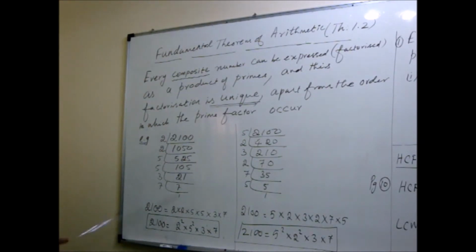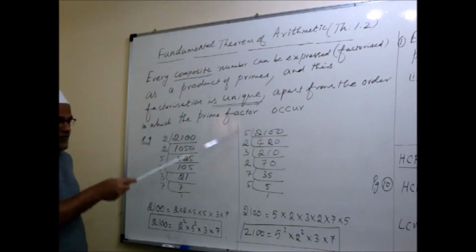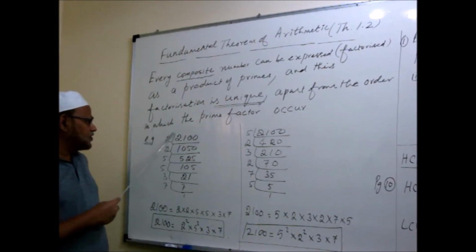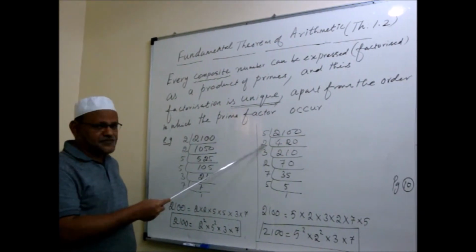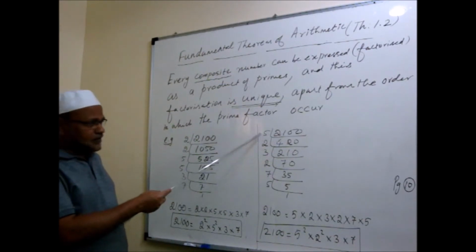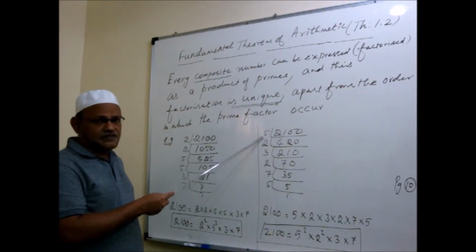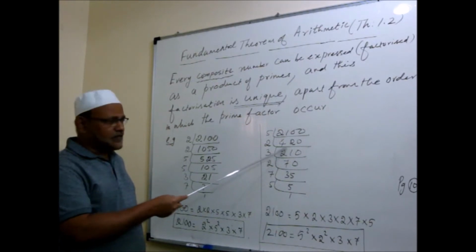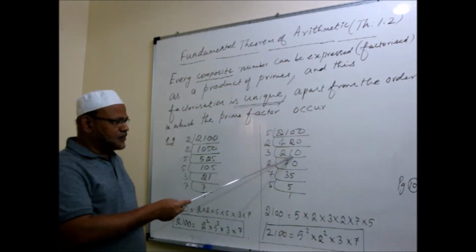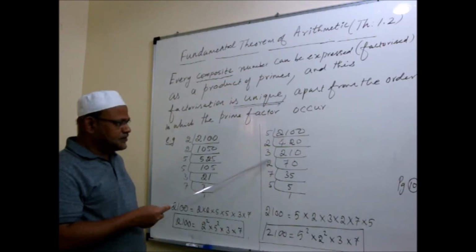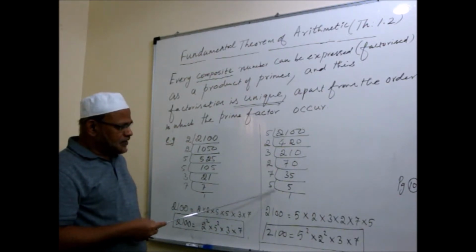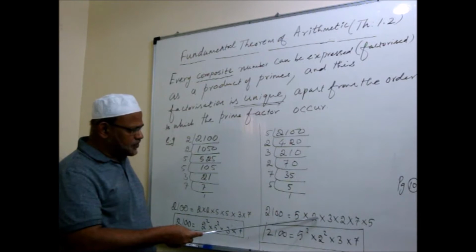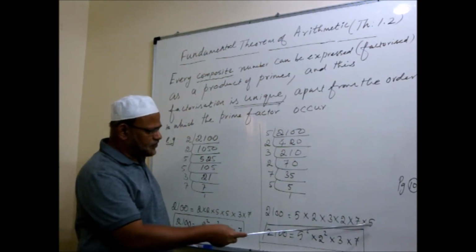Now the same number I take, as I told you before. Instead of starting to divide by the smallest prime number 2, I use 5 first. Why not? I think 5 will divide, so I start with 5. I got 420. Now I divide by 2, got 210. Again divide by 3, 70. Again divide by 2. I am using different prime factors. Then by 7. Then by 5. So this time I got 5 into 2 into 3 into 2 into 7 into 5.